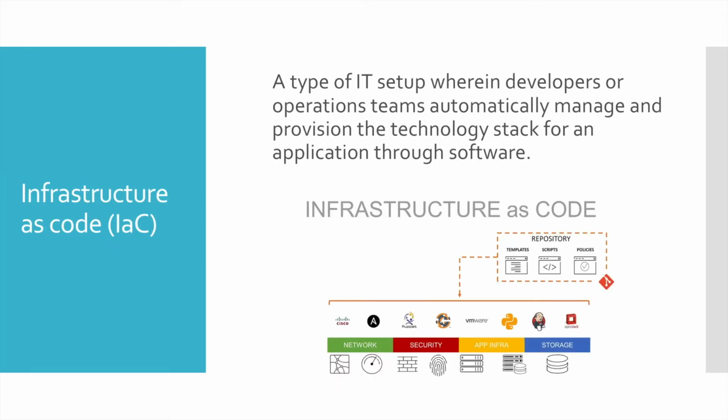To solve that manual operation problem, there's a concept called infrastructure as code. It means a type of IT setup wherein developers or operations teams automatically manage and provision the technology stack for an application through software. It uses code, uses a repository. We can write templates, scripts, or policies. With all these resources, it can automatically create the infrastructure for your service.